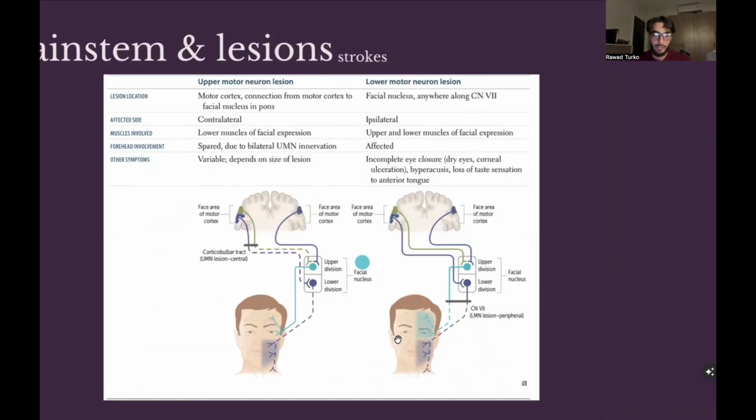This is a very good diagram for you guys to study. So again, one last time, upper division bilaterally supplied, lower division contralaterally supplied. So if you have an upper motor neuron lesion, you have weakness in the contralateral lower face. Okay, but not in the contralateral upper face because it's bilaterally supplied.